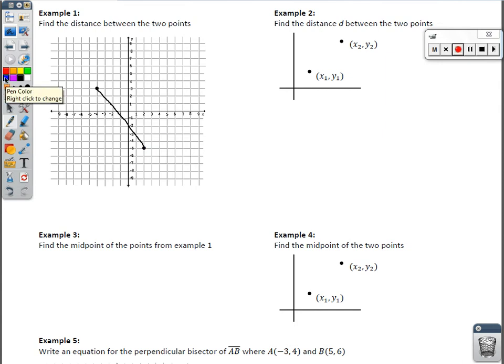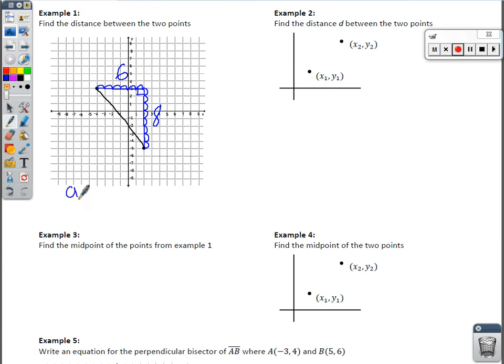So one way we can do this is make a right triangle. So we can draw a right triangle that makes that line its hypotenuse. And now we can use the Pythagorean theorem because we can just count the distance along these sides. So this is 1, 2, 3, 4, 5, 6. So that is a distance of 6. 1, 2, 3, 4, 5, 6, 7, 8. That's a distance of 8.